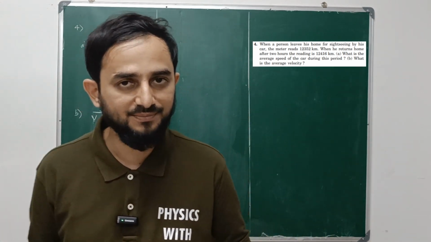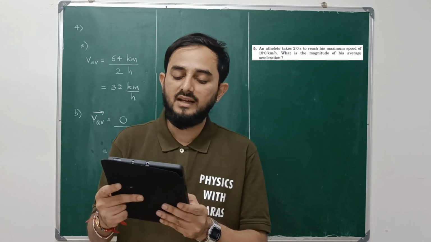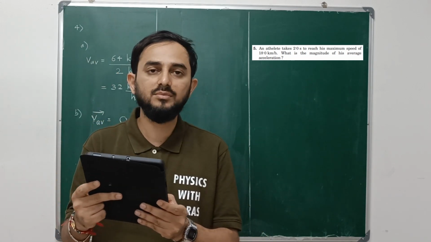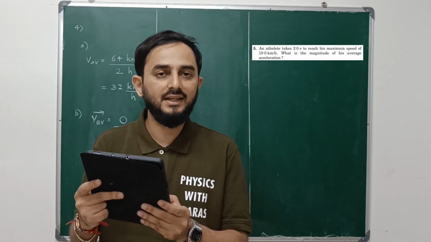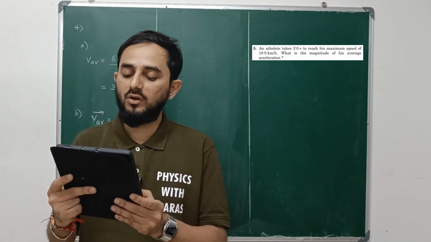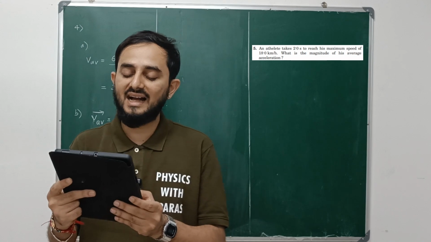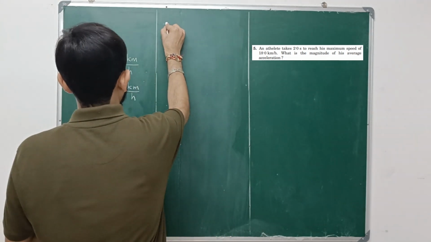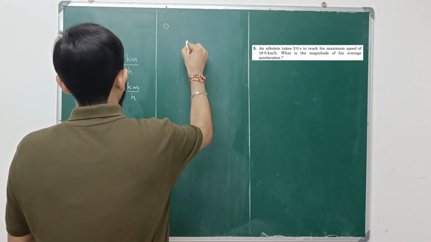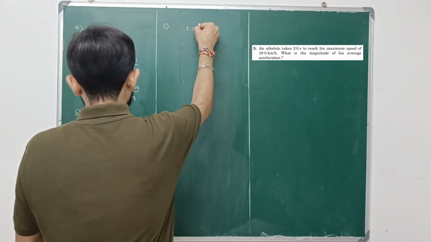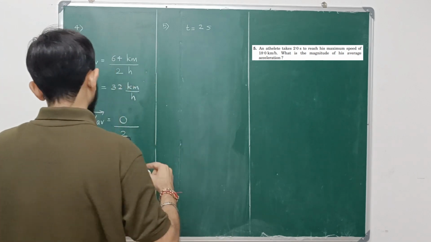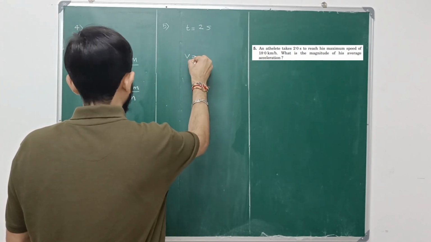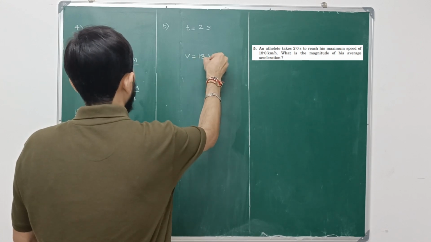Okay, straightforward. Question number 5. An athlete takes 2 seconds to reach his maximum speed of 18 km per hour. What is the magnitude of his average acceleration? Okay, so this is question number 5, students. The time required by the athlete is 2 seconds to reach his maximum speed. Maximum speed is the final speed V, 18 km per hour.